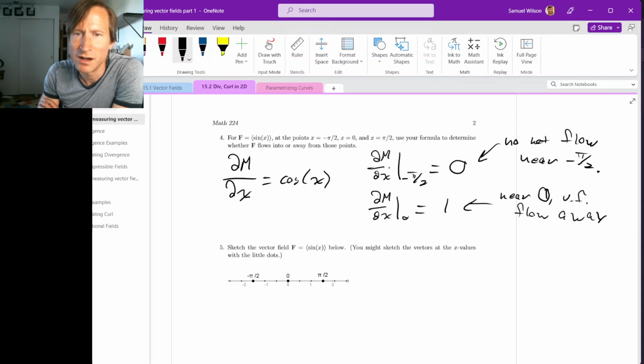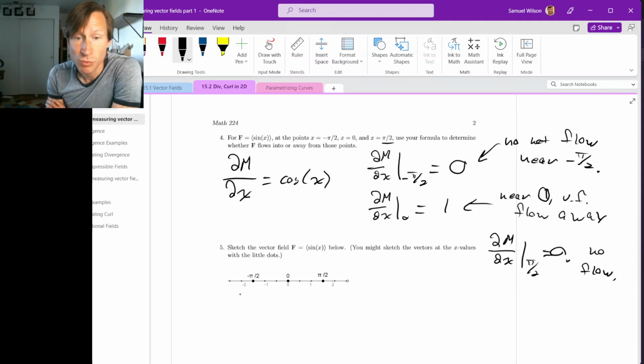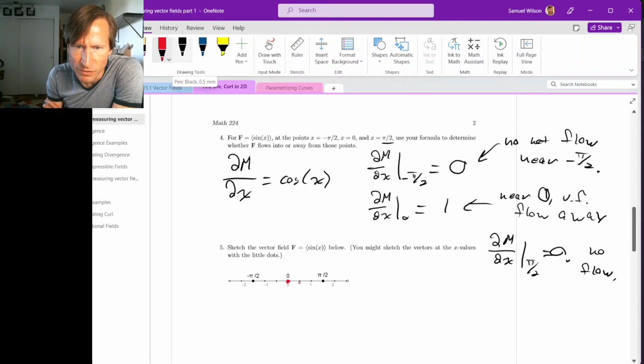And then finally, when we evaluate this derivative at pi over 2, cosine pi over 2 is 0. And so again, we should have no flow into or out of pi over 2. Okay, so now for 5, let's actually sketch this vector field to see what it looks like. So I'll do it in red. Let's see. Sine of 0 is 0. This dot right here, we could make this pi over 6, I guess. Sine of pi over 6 is a half, so that's a little bit positive, like this, say.